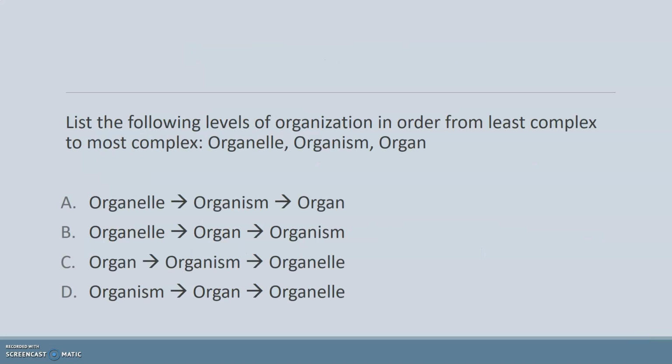So take a second to pause the video and answer the following question. You want to list the levels of organization from the least complex, or the least complicated, to the most complex. And the things you're going to list are organelle, organism, and organ. So pause the video, take a second, come up with your answer.